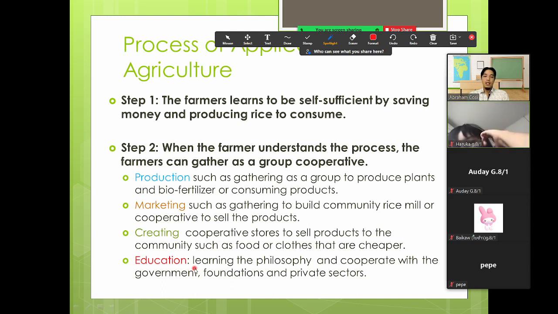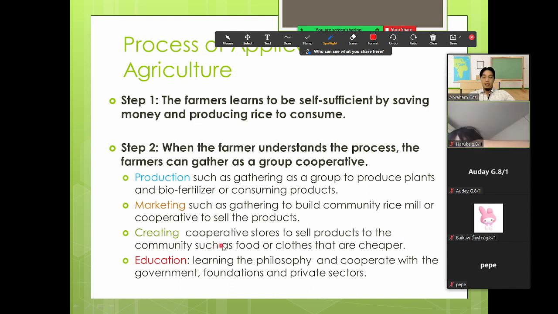This organization is towards helping farmers, or people who are involved in agriculture.